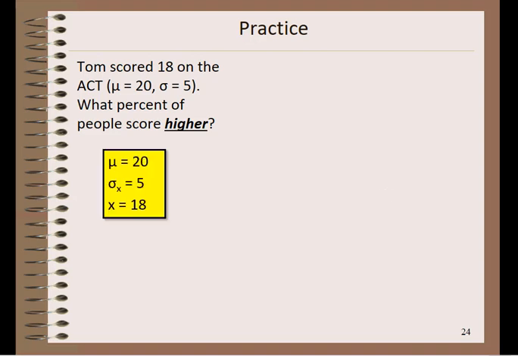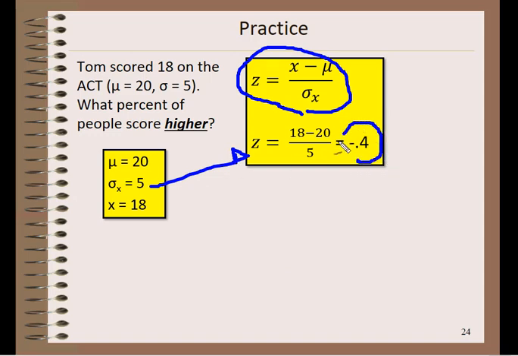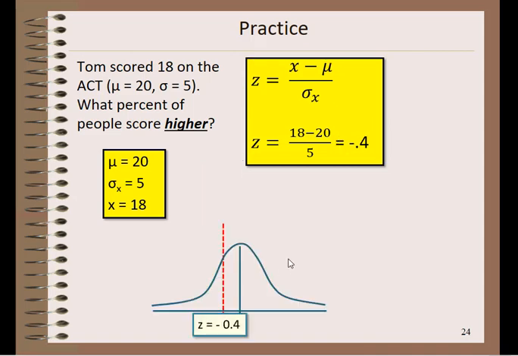Okay, so I'm going to take the basic information I have here, the 18, the 20, the 5, and I'm going to put it all here and summarize it. And then I'm going to work out the formula. I write it out in the symbols, and then I plug in my information, and I end up with a z-score of negative 0.4. The negative, of course, means it's on the left-hand side, so I locate my z on the left-hand side.